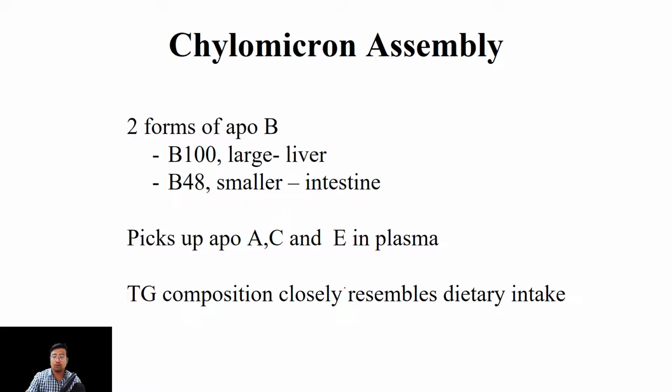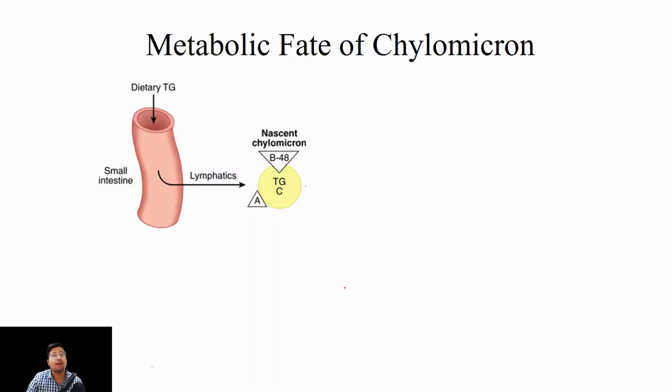And if we avoid fatty food, the amount of chylomicron, if tested in blood immediately after food, will be much less. Now let us look into the cyclical assembly of how chylomicrons are produced and what are their metabolic fate. This will come as a long question. Okay, metabolic fate of chylomicron will come as a long question, and you should give a schematic diagram for that.